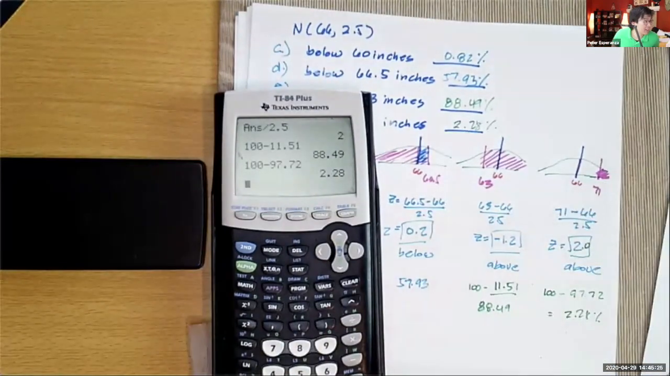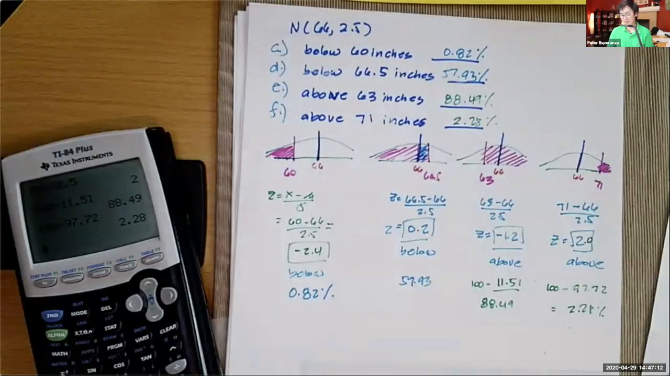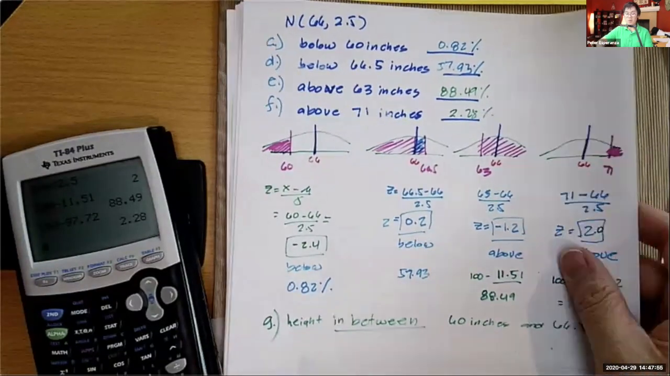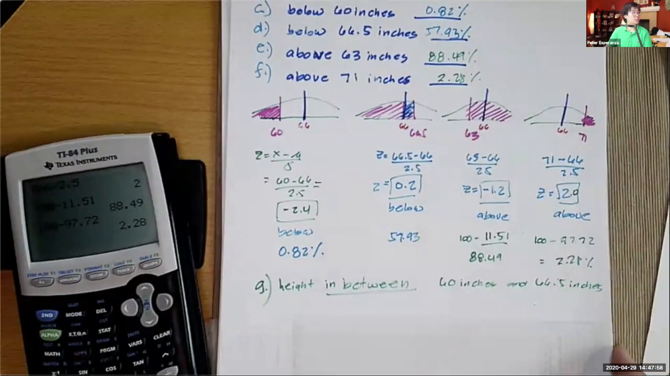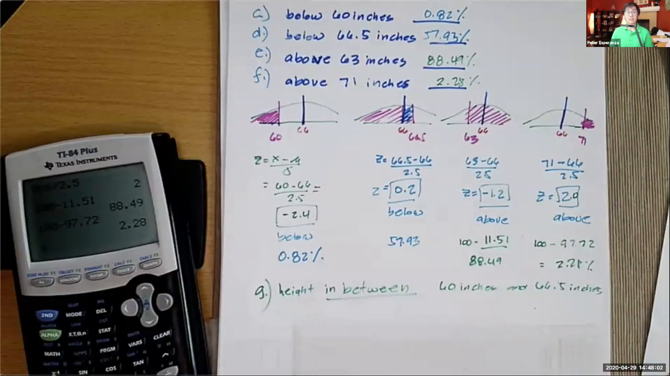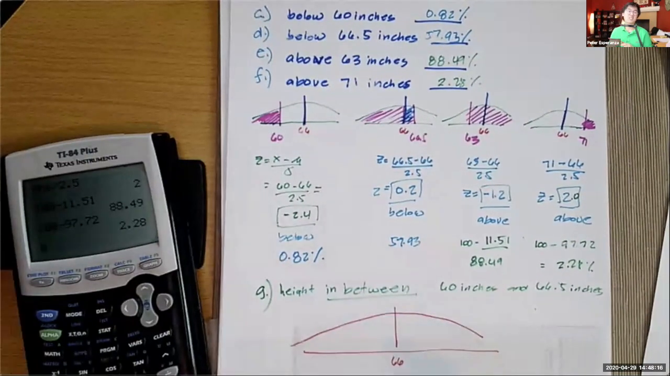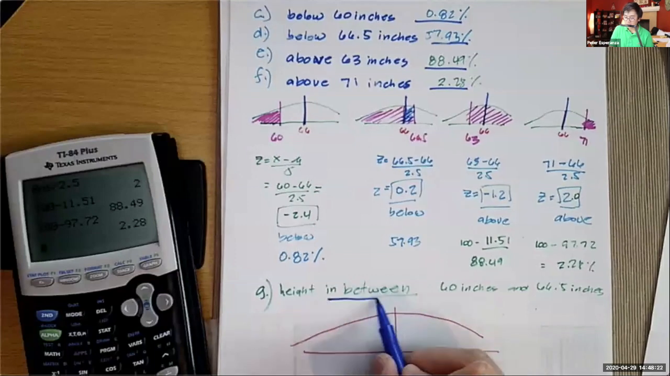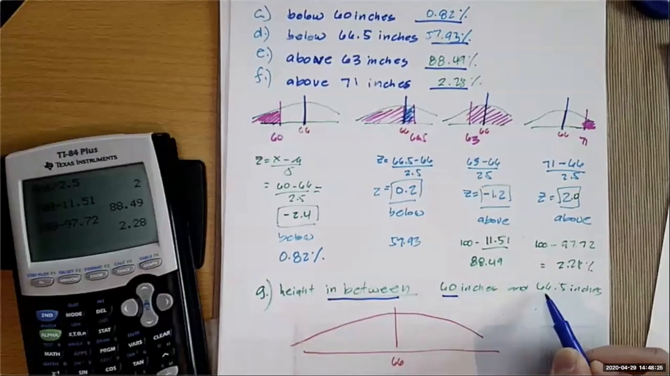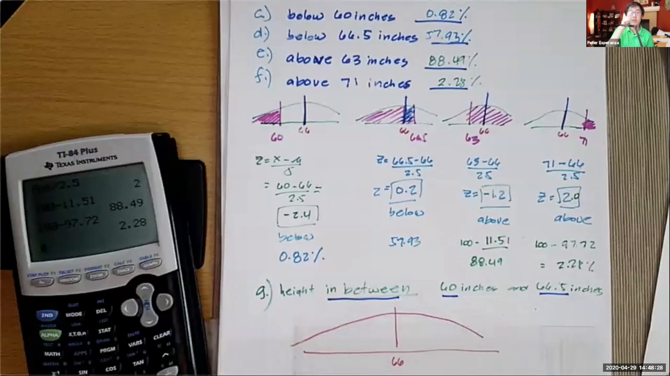Anna got it all. Ike got it all. James got it all. What if the question is this? Now, it's not above, it's not below, it's in between. So this is the last skill that you need to learn today. After this, we're done. We know 66 is in the middle. We're looking for in between. Yes, we're looking for the percent of students whose height is in between 60 inches and 66.5 inches, which is about 5 foot tall and 5 foot 5.5 inches tall.